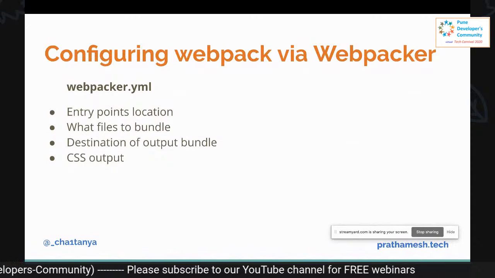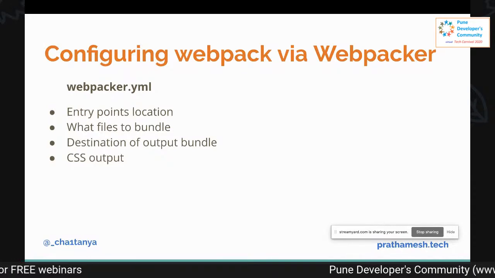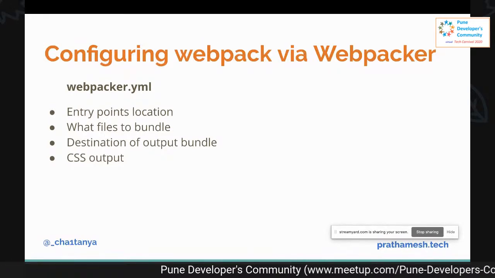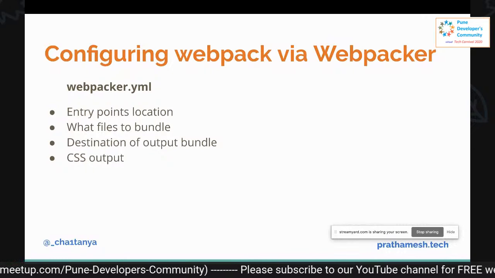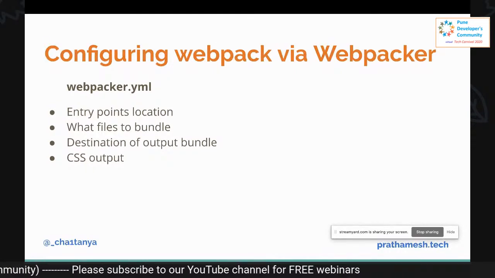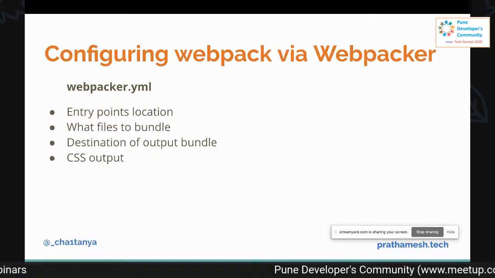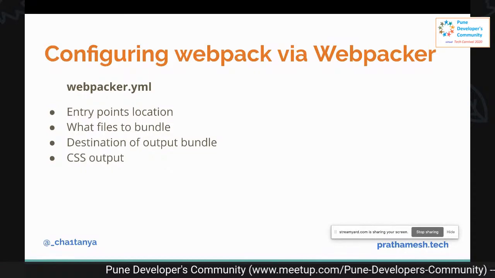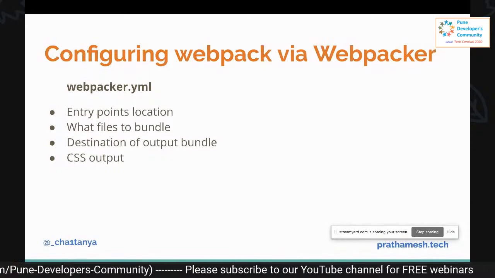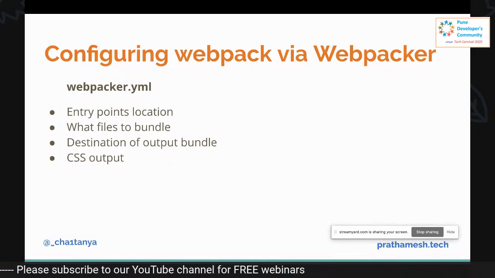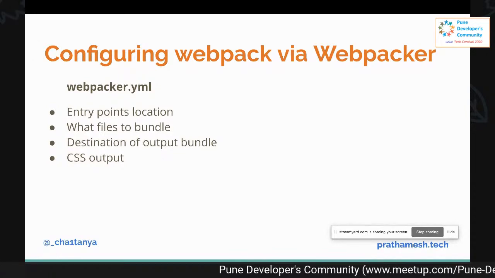One of the things that happens generally when you use Webpack is, as I discussed earlier, you have to configure tens or hundreds of things, right? So in the case of Rails, when we install Webpacker, we get a file, webpacker.yaml, where certain things are already configured. Some of the things are the entry points location. This is the location where Webpack will start looking for files which it needs to compile. Then where to output the compiled bundle, that is also configurable, and whether to output CSS or not, that is also possible to configure.